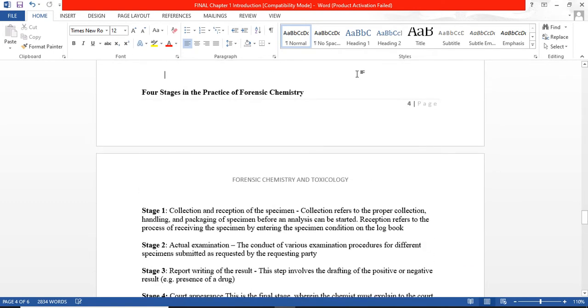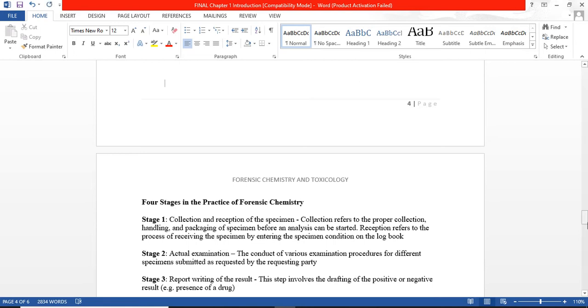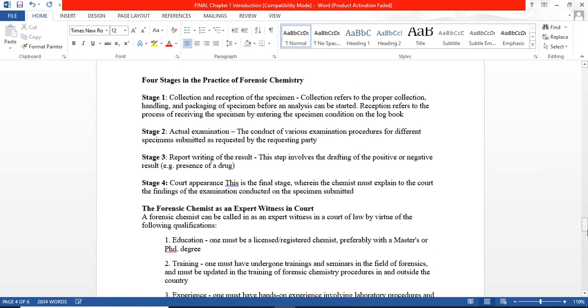Now, for the 4 stages of the practice of forensic chemistry. Okay, you have there Stage 1, collection and reception of your specimen. Collection refers to the proper handling and packaging of your specimen before analysis can be started. Ibig sabihin, pag-kolekta. Tapos pag-kolekta mo, kung paano mo gin-kapkap or ginahawiran ang inyo specimen, dapat indi siya masamad.